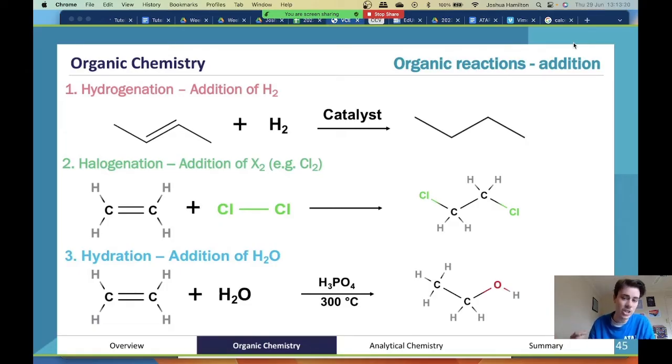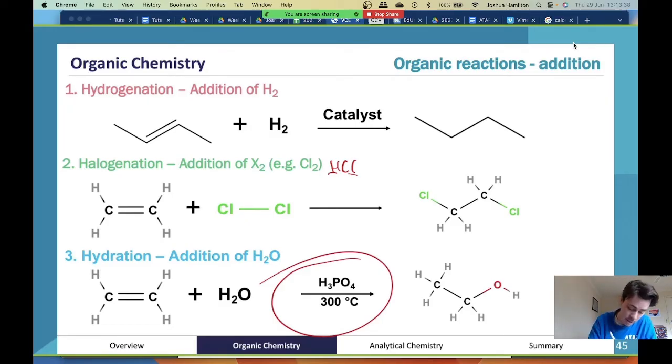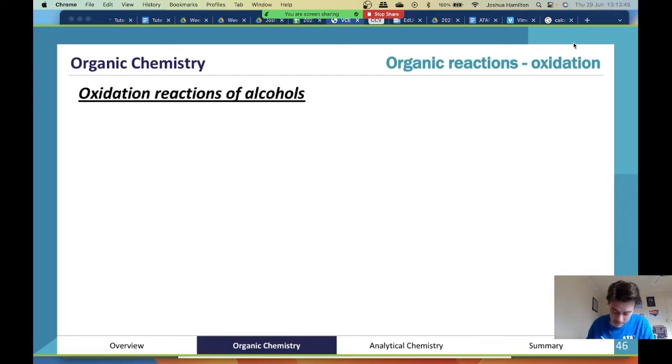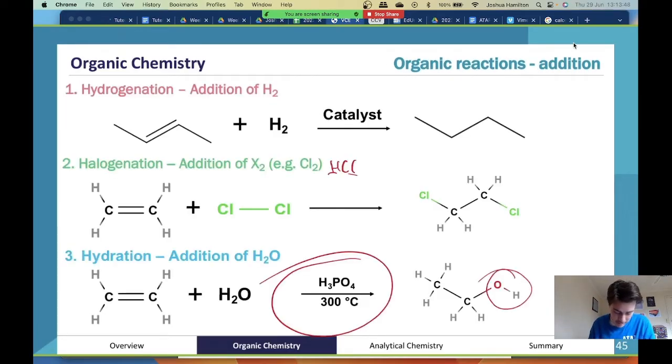There's halogenation, where we saturate with halogens. You can also saturate with something like HCl and put both a hydrogen and a Cl. It's still halogenation because you've made a halogen. Then there's hydration, which makes sense. You add water. Now, these are really important catalysts to remember: H3PO4 and 300 degrees. This is hydration because you're adding water and you end up with an alcohol group. So one hydrogen goes by itself, the other ends as an alcohol group. Beyond that, that's about it.